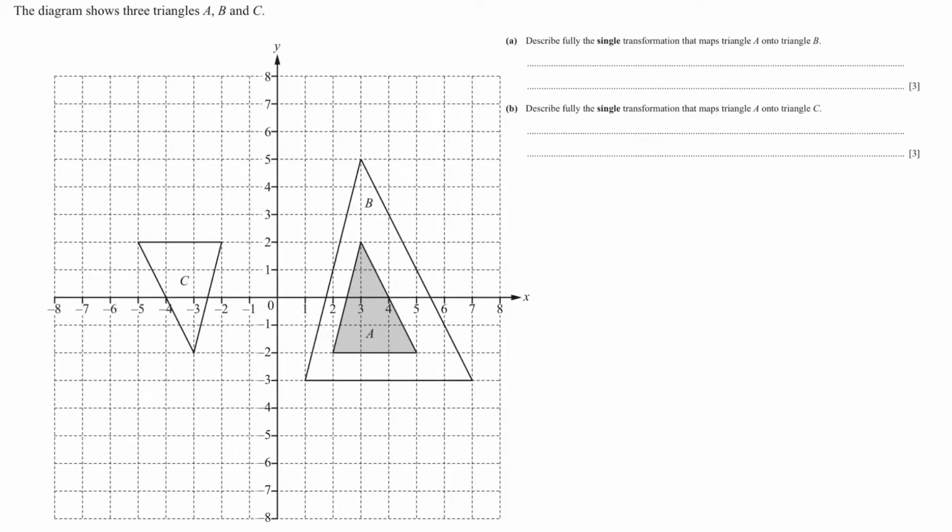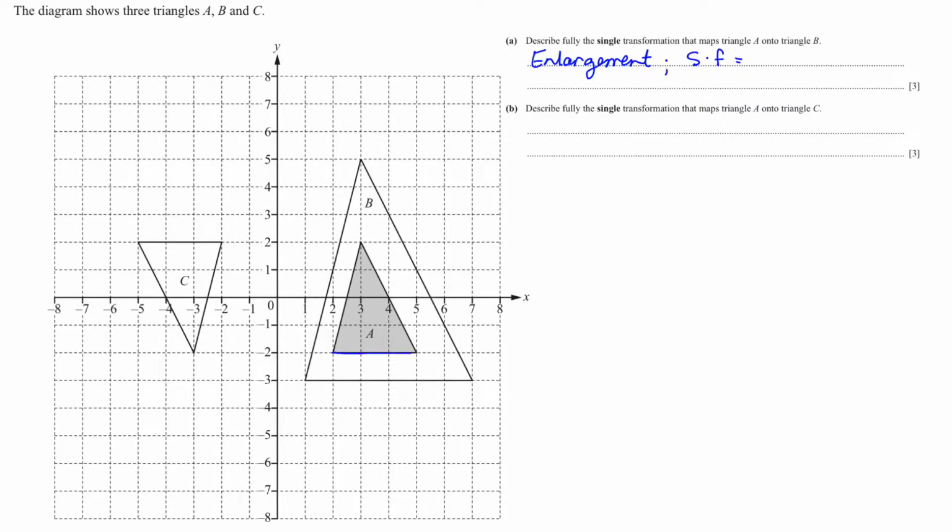This is a transformation question. 3 triangles have been given to us. Describe fully the single transformation that maps triangle A onto triangle B. When there's a change in size of the triangle, it's an enlargement. So the first thing is enlargement. If it is an enlargement, you need to write three things. You need to write it is an enlargement and specify what is the scale factor.